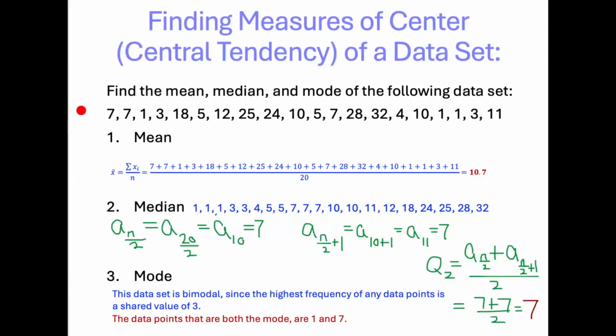So we have this data set here. It says to find the mean, median, and mode of our data set. We've got all these numbers here. And let's look first at the mean.